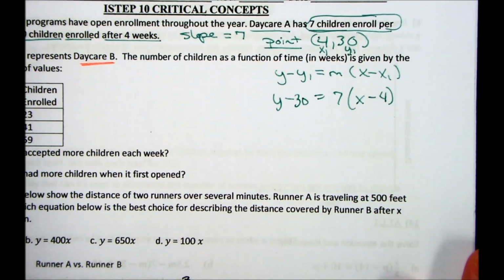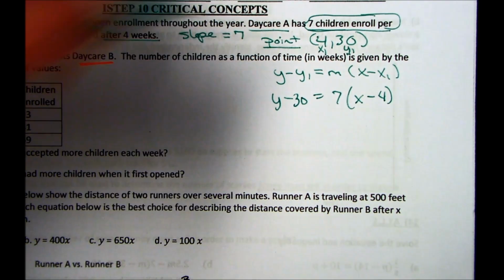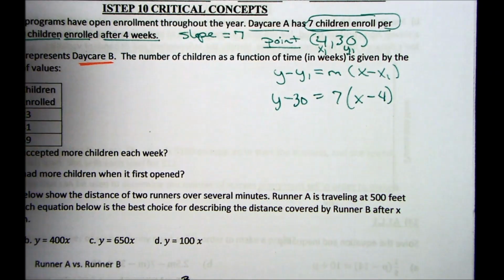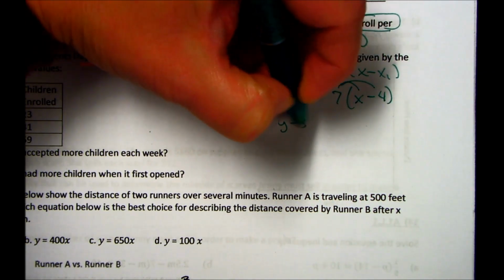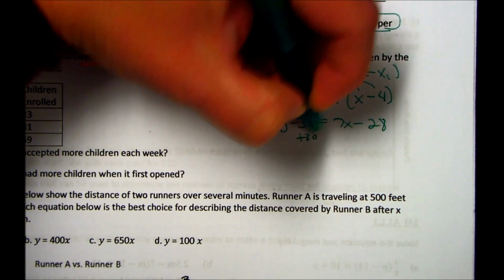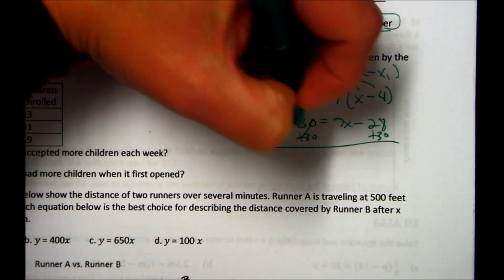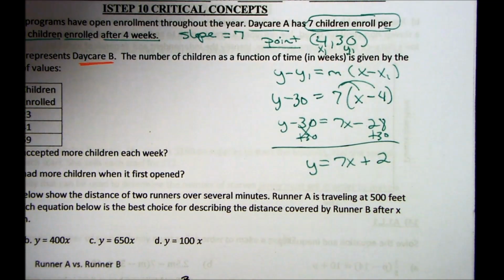But I don't want to leave this in point-slope form. I want to get it into slope-intercept form. So I'm going to distribute so that I have y minus 30 equals 7x minus 28, and then add 30. So then y equals 7x plus 2.